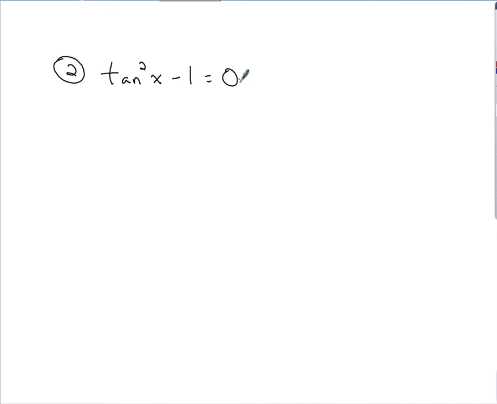Very similar to the first one. All these equations that you come across, you want to isolate the trig functions that you're playing with. Here we just have the one trig function of tangent. So I'm going to add the 1 over, leaving me with tangent squared of x equals 1.